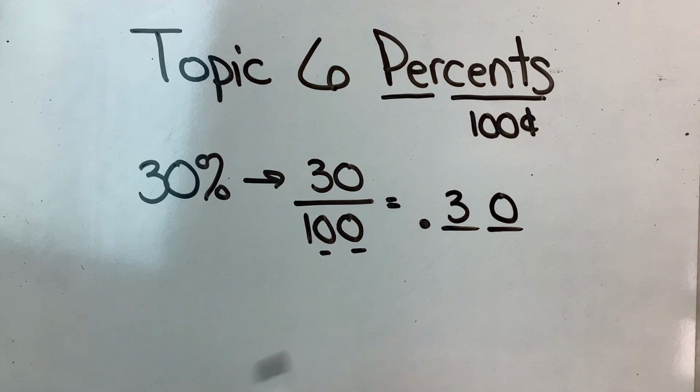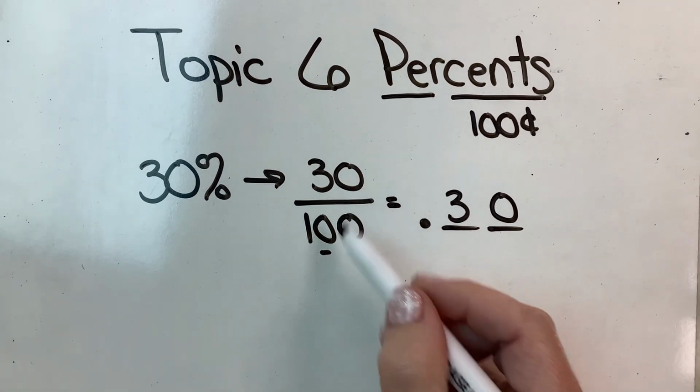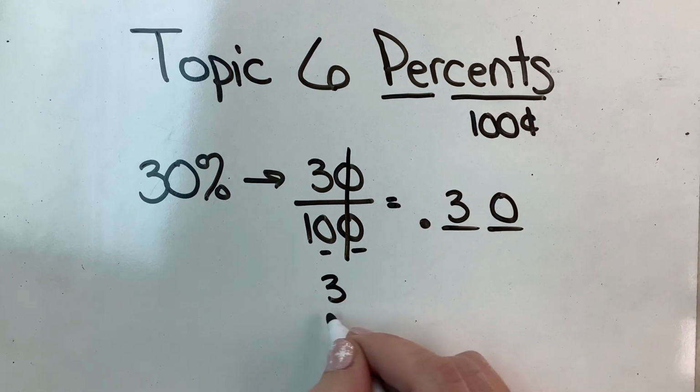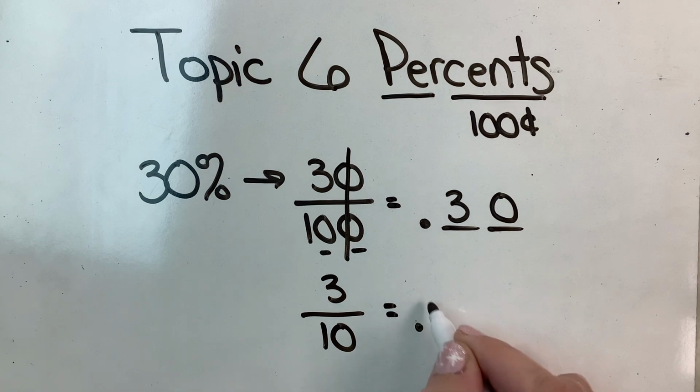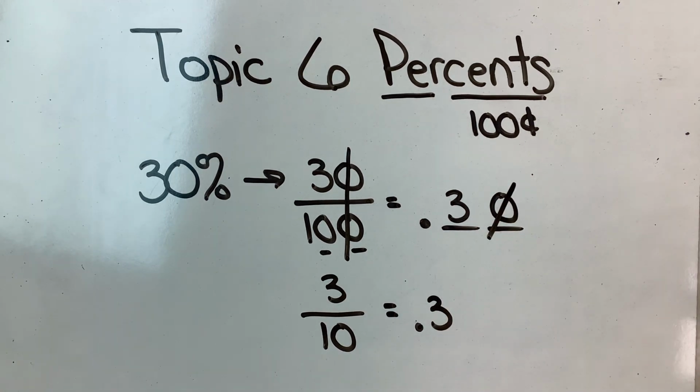Now, we learned back in 5th grade that all fractions must be reduced. So again, this one could be reduced. If we slice off those zeros, we have 3/10, and that could also be written as 0.3, because the 0 is a trailing 0.